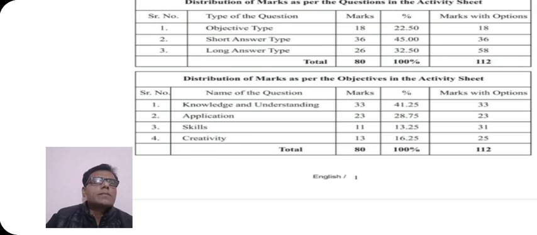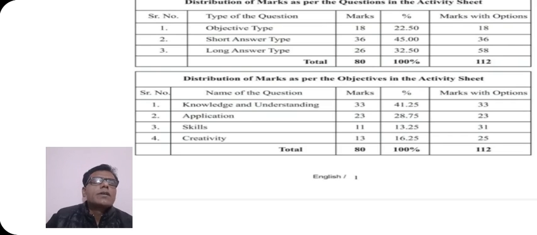Again there are no options, I think, because with the options the marks are 23, the same, and percentage of the questions is 28.75. 28.75% of marks are there for this type of question. Then number 3, skill type of questions are there.